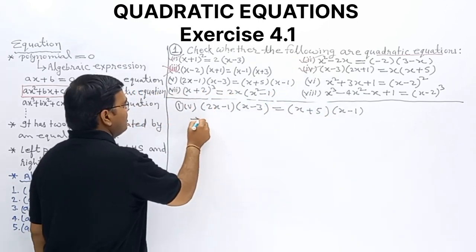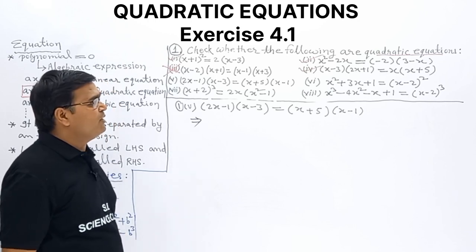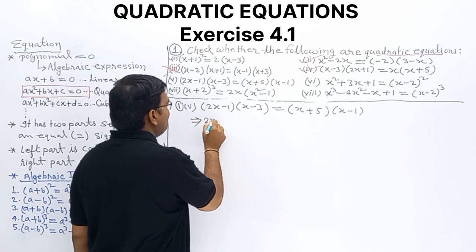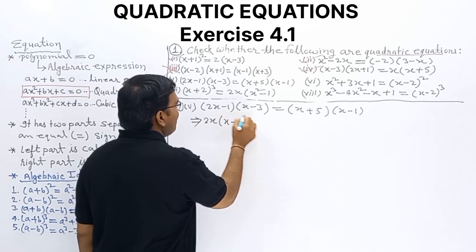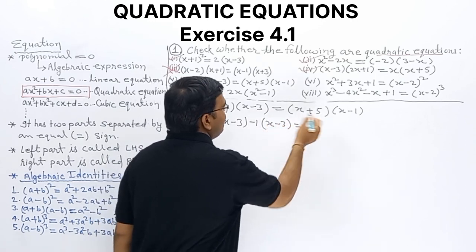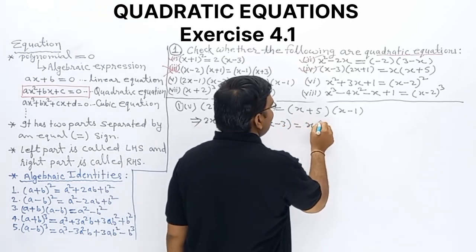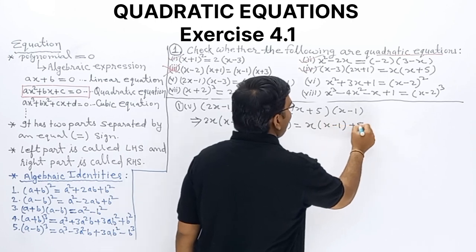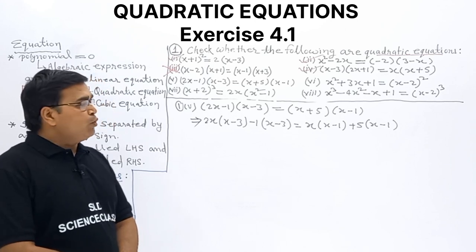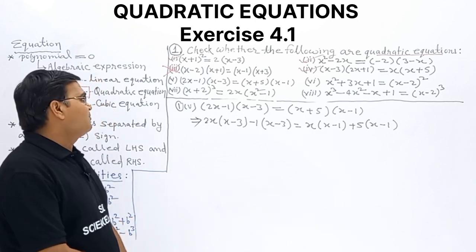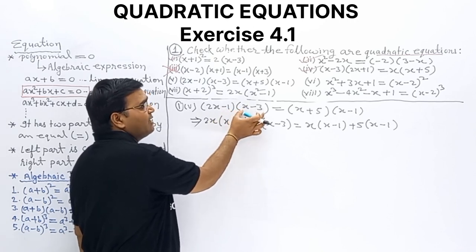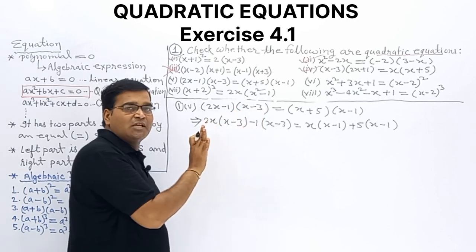Clear? Solve this one. Two brackets we are having. We will multiply each term to this bracket. 2x into x minus 3, minus 1 will be multiplied by what? This one, x minus 3. This one what? x into x minus 1 plus 5 into x minus 1. Clear? So if we are having two brackets, then how we will solve? Like this one. Each term will be multiplied of this one bracket. Now this one will be multiplied by this bracket with the sign. No change in the sign.